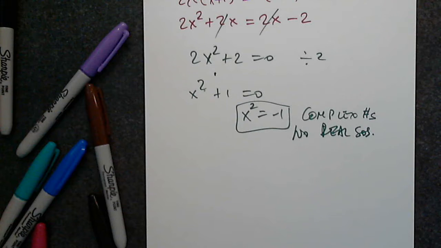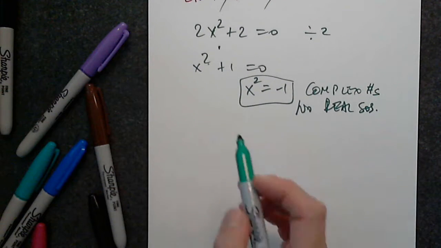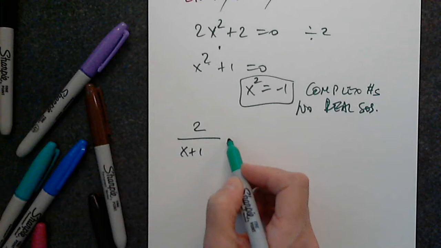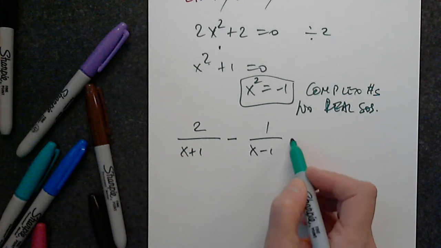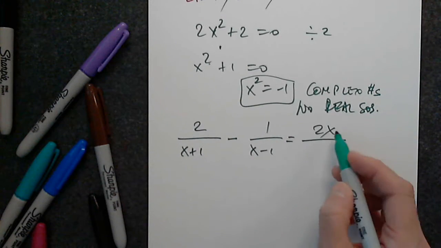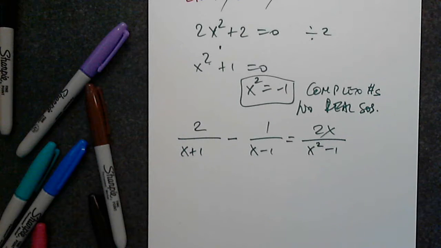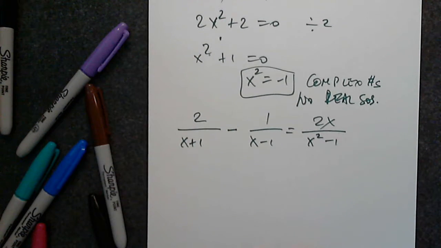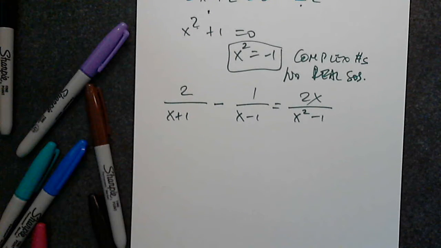Okay, so now we're ready to look at a slightly more difficult situation. Okay, here it is. 2 divided by x plus 1 minus 1 divided by x minus 1 equals 2x divided by x squared minus 1. So this is a rational equation that is not a proportion. You cannot just simply go ahead and cross multiply. So what do we do in these situations?